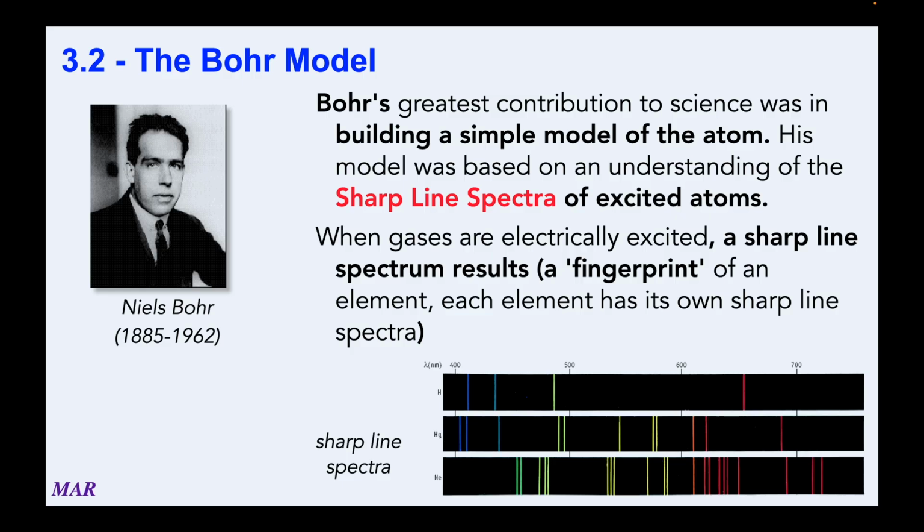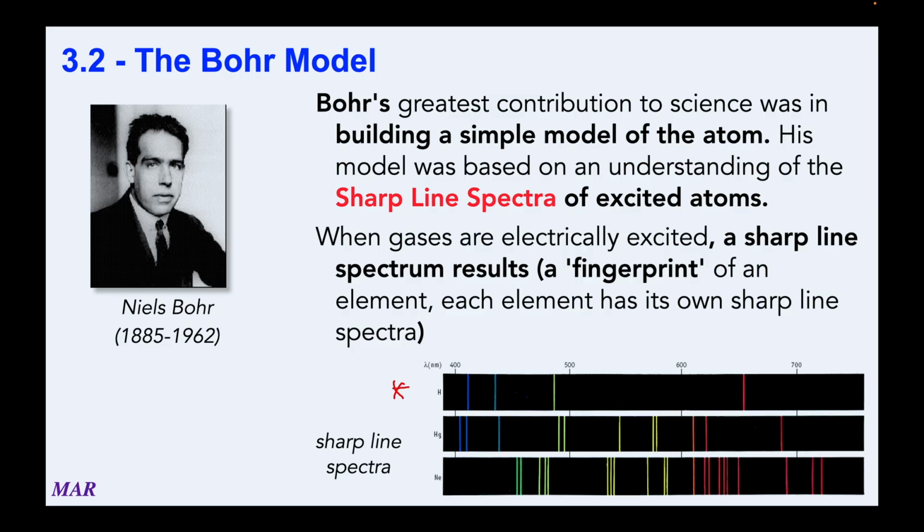But anyway, Bohr was a young aspiring scientist at the time, and he was trying to build just a simple model of the atom to figure out what was happening, because no one was totally sure. He came about doing this by looking at something called sharp line spectra. If you take atoms and excite them electrically, you can make them have a sharp line spectrum. In the lower right, you can see some examples of sharp line spectra.